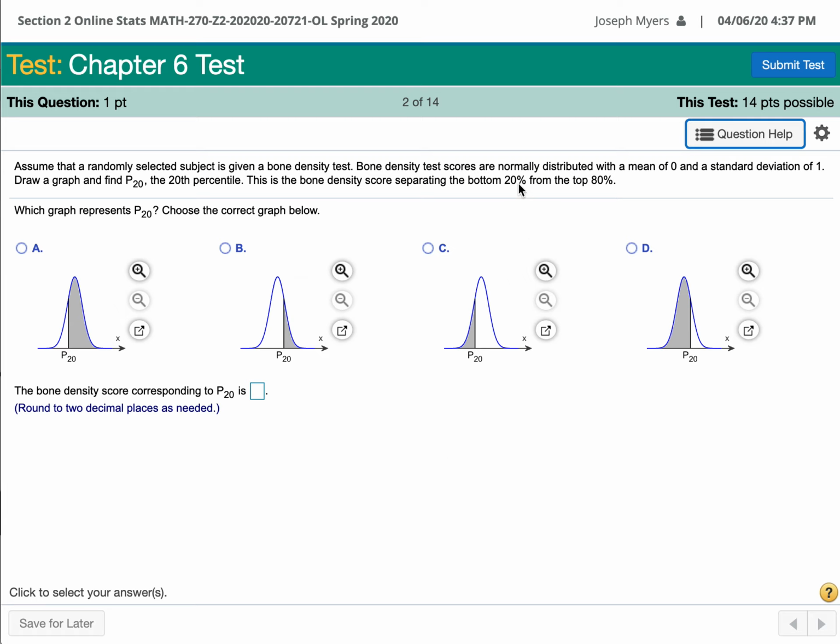It says this is representing the separation between the bottom 20% and the top 80%. So if you're at the 20th percentile, that means you're better or higher than 20% of the data. So P of 20 would be over to be on the left side, and so it should look like this.